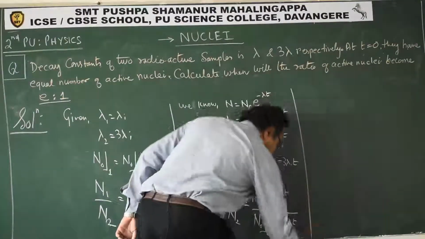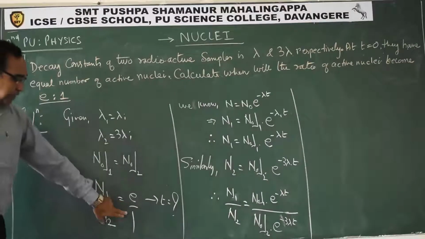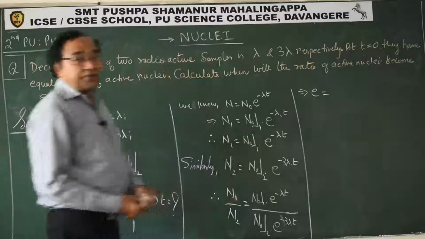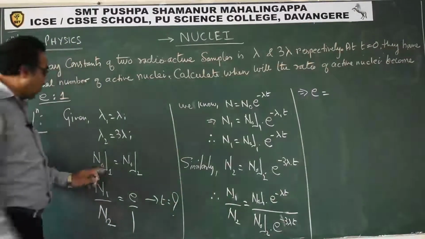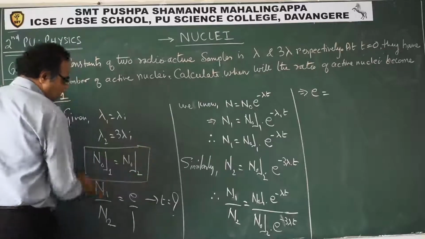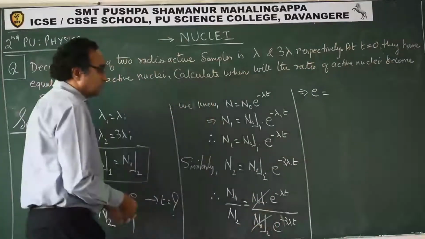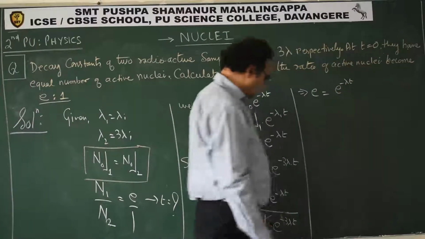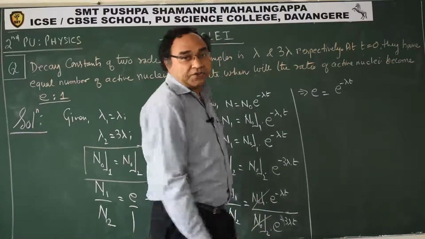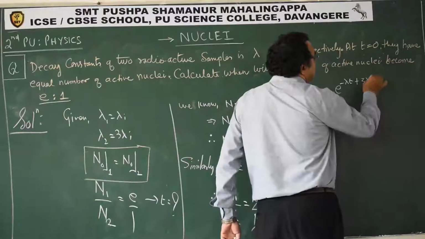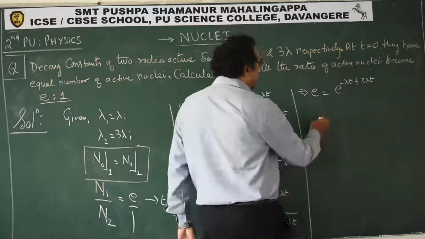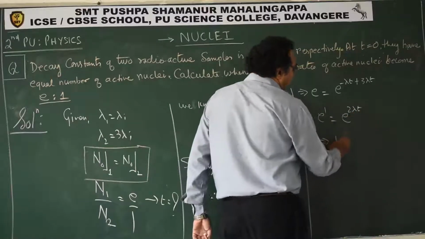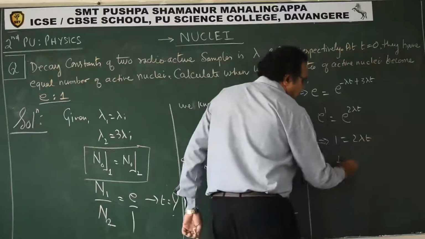But what is N1 by N2? It is e. So we will write e is equal to N0 of 1 and N0 of 2, they are given equal, so this cancels out. So what do we have? e raised to minus lambda t, same base, division, plus 3 lambda t. So we get e raised to 1 is e raised to 2 lambda t. So therefore 1 is equal to 2 lambda t. So t is equal to 1 by 2 lambda.